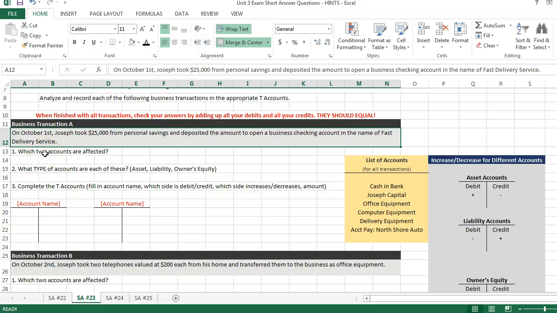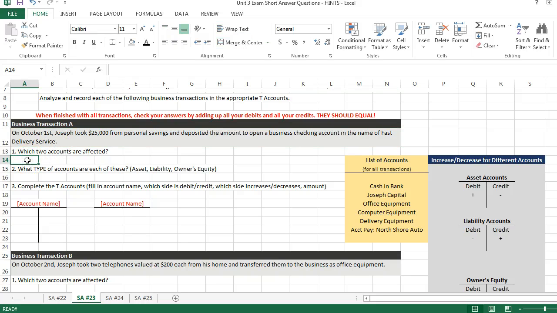So, as you know by now, we don't care about personal savings. A lot of people might think right away, okay, he took it from his personal savings and put it towards his business, so we need to subtract that $25,000 from somewhere. Remember, we don't care about personal savings, we only care about how it's affecting the business. So we need to analyze these transactions. Which two accounts are being affected?